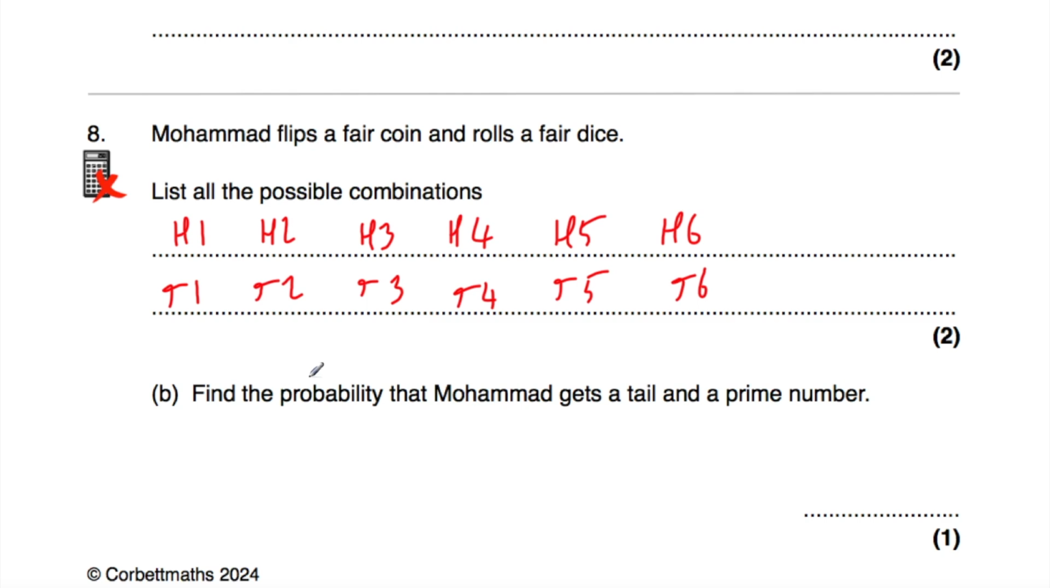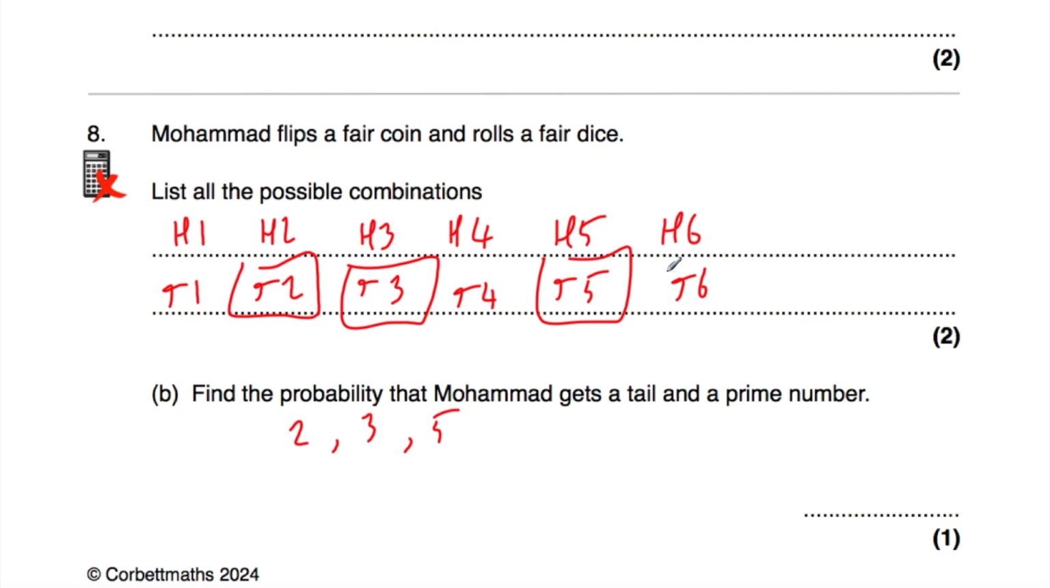And then we've been asked to find the probability that Muhammad gets a tail and a prime number. So we're looking for prime numbers that go up to 6. So the prime numbers are 2, 3, 5, 7. Well, 7 is not going to be one of them. So we're looking for a 2, a 3, and a 5. They're the prime numbers between 1 and 6, including 1 and 6. So 2, 3, and 5. So a tail and a prime number: a tail and a 2, a tail and a 3, and a tail and a 5.